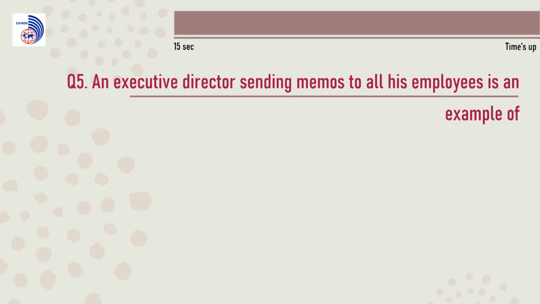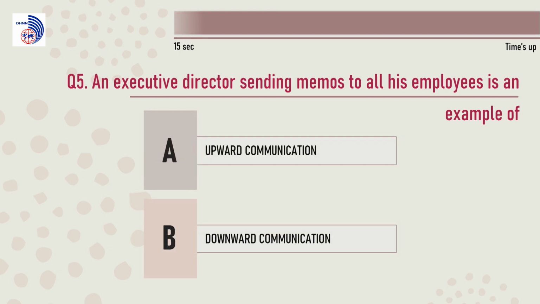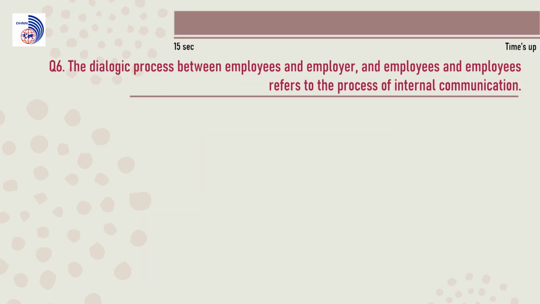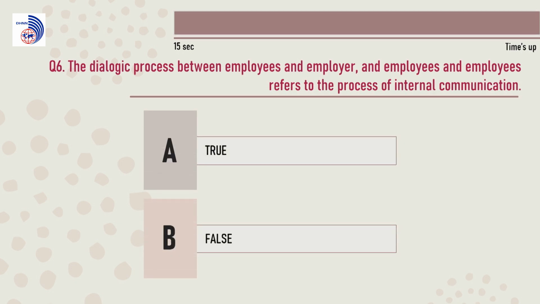Question number 5. An executive director sending a memo to all his employees is an example of A or B, upward communication or downward communication. A director sending a memo to all employees, so you can find it so easy. The correct answer is B. Let's continue with question number 6. The dialogic process between employees and employers and employees and employees refer the process of internal communication. Is the statement true or false?